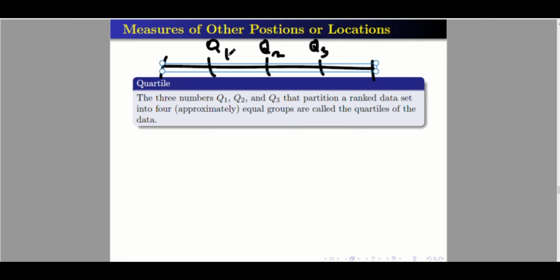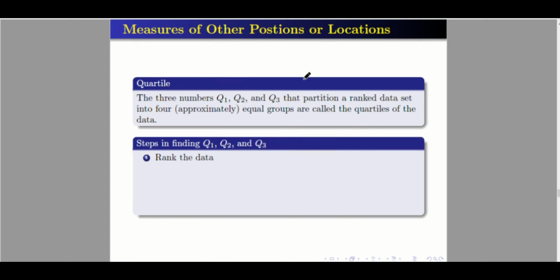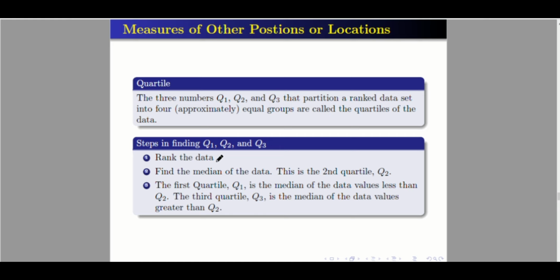Q1 is actually the median also, but of course of the lower data, the center of the lower data to the left of Q2, and Q3 is the median to the right of Q2. They are all medians, but the main median for the whole data set is Q2. So all you need to do is to rank the data, then find Q2 first. After finding Q2, you get the median of the lower values, which is to the left of Q2, and you find the median of the data to the right of Q2.